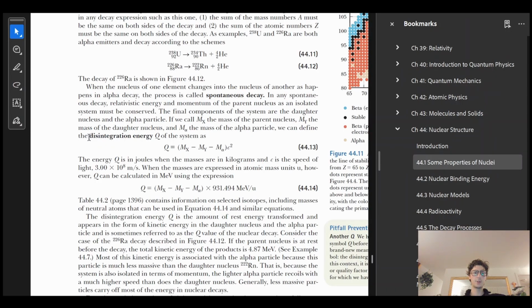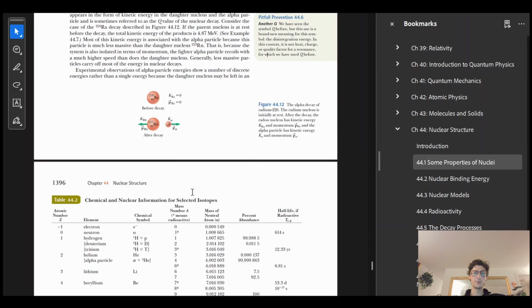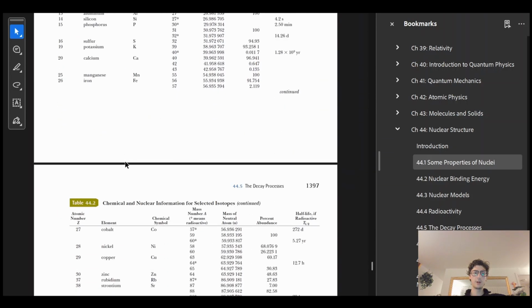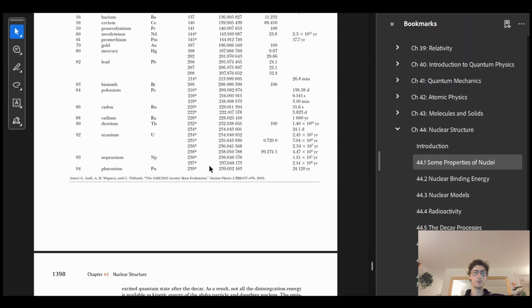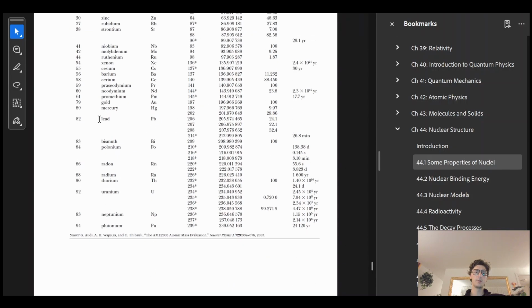And this equation is actually the disintegration energy Q of the system. So there's a pitfall prevention here. Another Q we have seen is the brand new meaning of this. Okay, so you could take a look at this pitfall prevention. This graph might be important here, and this little table of a bunch of values. You don't have to remember all of this; it is going to be given to you. Mass of neutral atom in units of atomic mass, this U. Maybe you can pick out lead. If you're doing a problem with lead, they're going to give you this number.